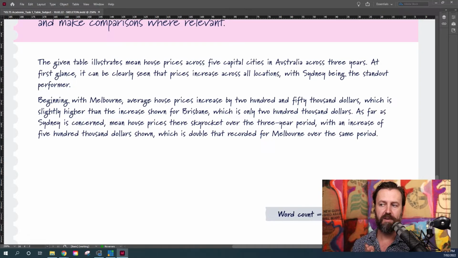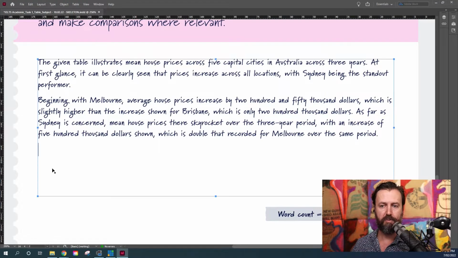So far, you can see we've talked about Melbourne and we've talked about Brisbane, and now we've used a specific sentence solely to talk about Sydney because it was that standout performer. Now we're going to change subjects again and talk about the other couple of cities that are part of our table.